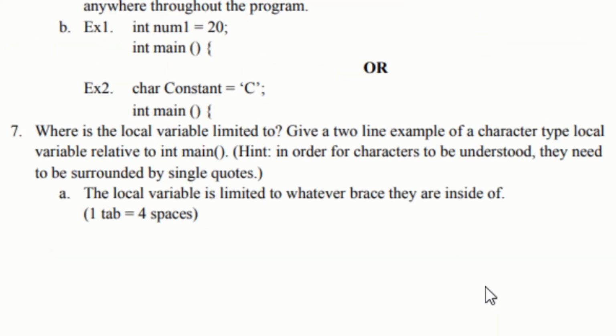Where's the local variable limited to? Give a 2-line example of a character type local variable relative to integer main. Hint: in order for characters to be understood, they need to be surrounded by single quotes.